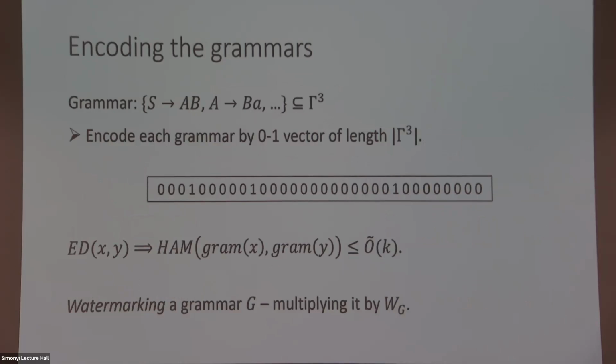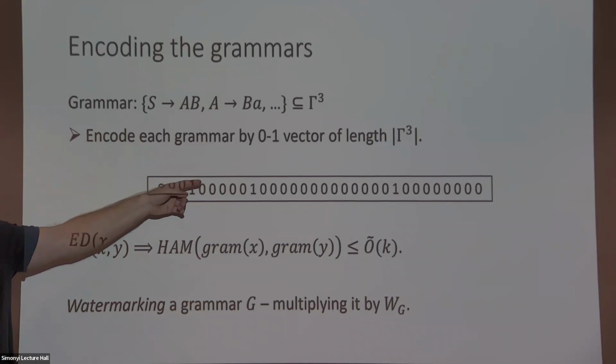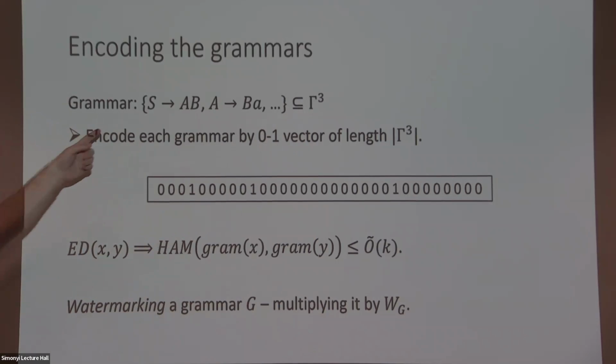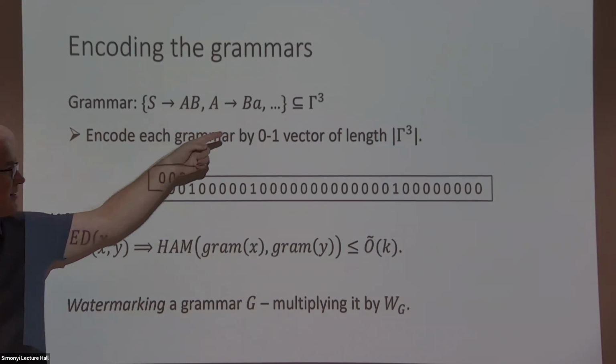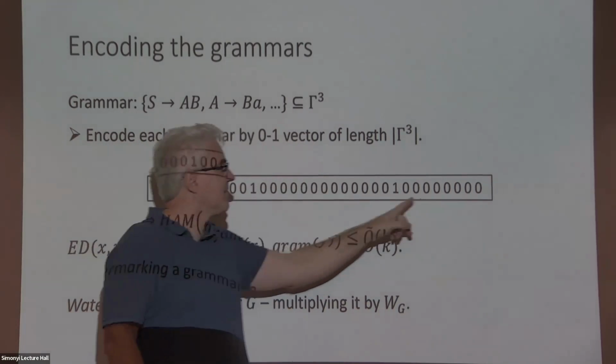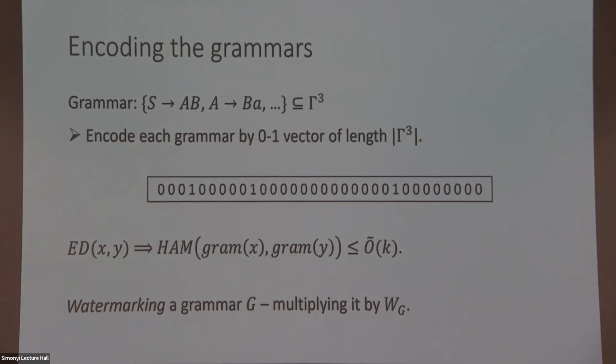One thing is that encoding matters, how we encode the grammars. Let me tell you how we are going to encode it. In this particular context, it's useful to encode it as a sparse vector over gamma cubed. The alphabet is gamma, and all the rules are from the set gamma cubed. So I'm going to encode the grammar as a binary vector of length gamma cubed, and it's going to be a sparse vector. It's going to have k ones at most, or roughly k ones.